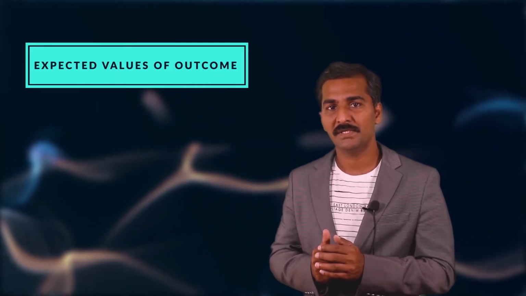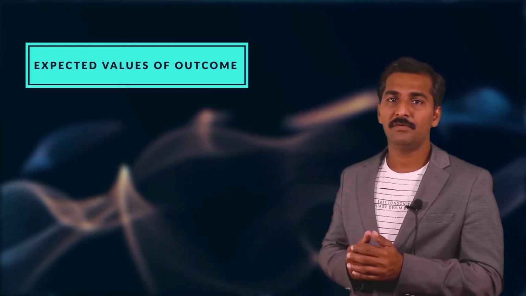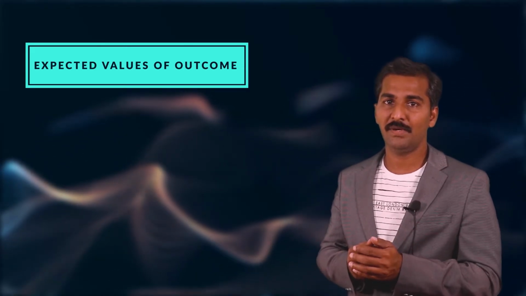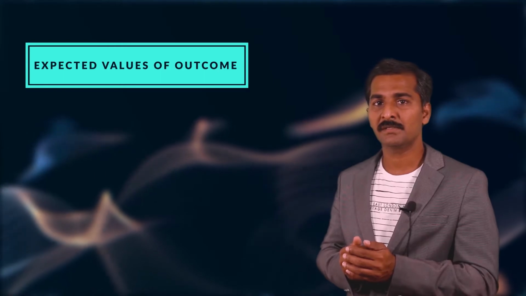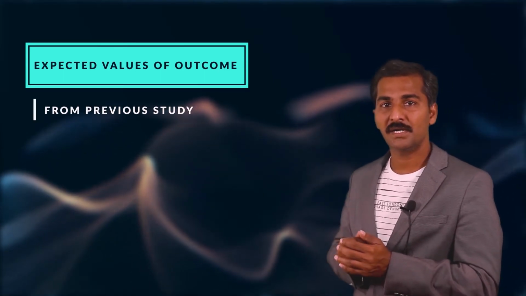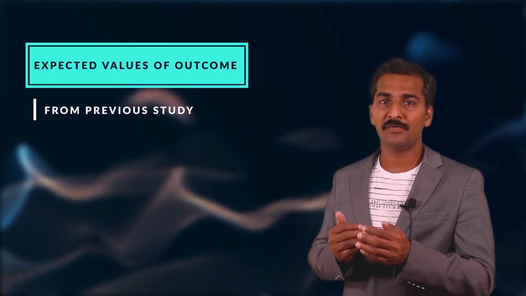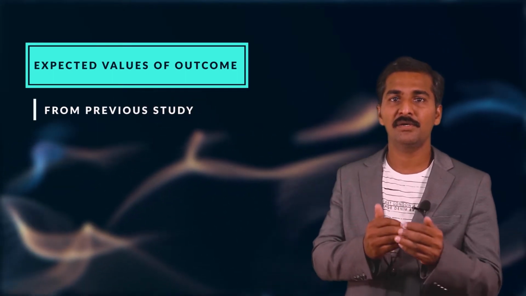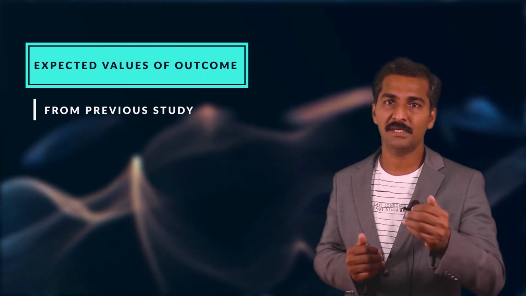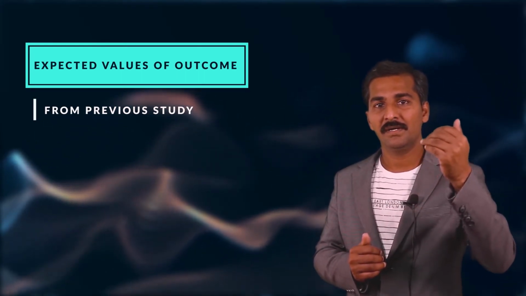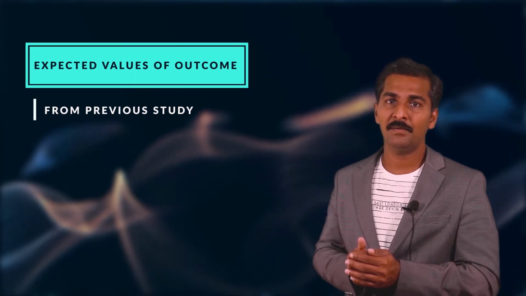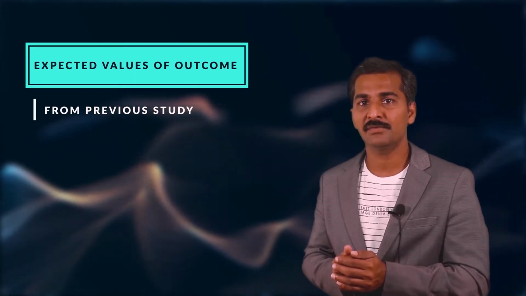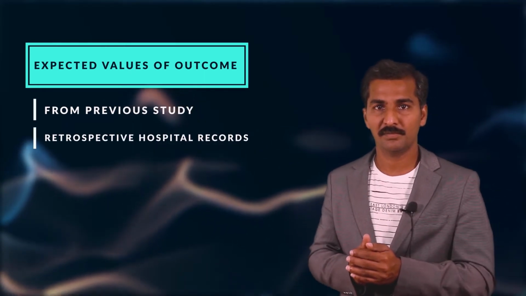Then next important issue is to get the expected values of these outcomes in your research project. You have not yet started your study, but how do you get these expected values? These expected values can be obtained in multiple ways. The most common way is to get it from a published research article. Most of the times you need to find a study which is conducted in a population similar to your study population, maybe in the same state or in the same country, or if not available, you may take a study published from other nations also. If no such study is available, then you may get these expected values from the retrospective case records of your hospital.